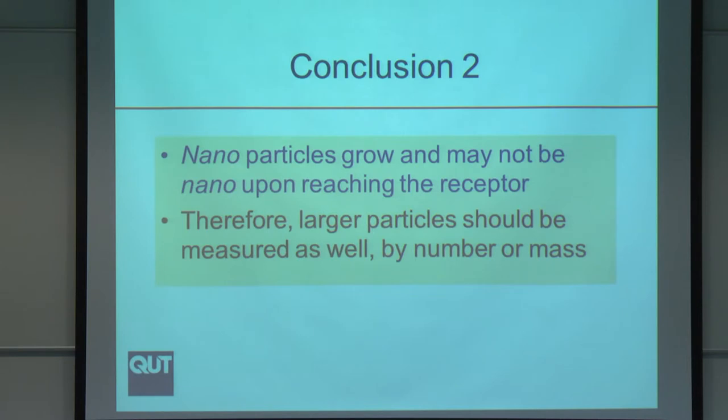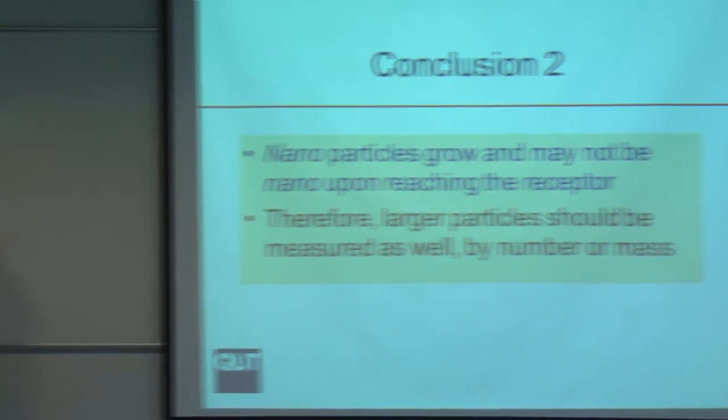So what we have to always remember is that nanoparticles grow and may not be nano upon reaching the receptor. Therefore, larger particles should be measured as well, by number or mass. That's actually one step further. If we are focusing on the nano world as defined by 100 nanometers, in fact, there is no instrument which just measures 100 nanometers. If we are measuring size distribution, we have size distribution going up to, nanotracer to 200 nanometers, SMPS about 1 micrometer. So the division between nano and larger particles is blurred, but also because they move to these sizes.